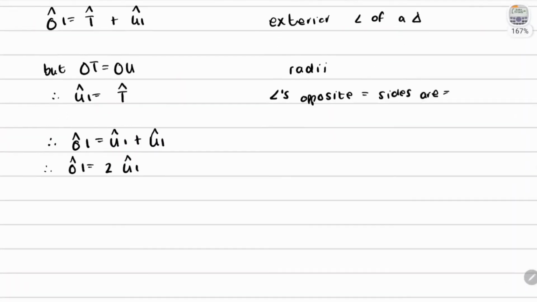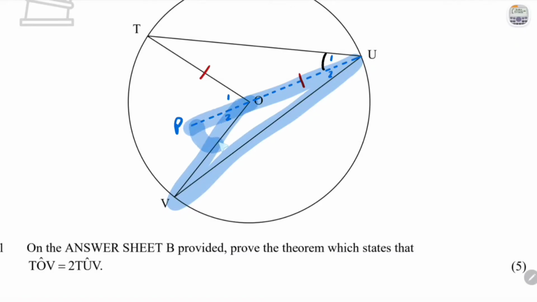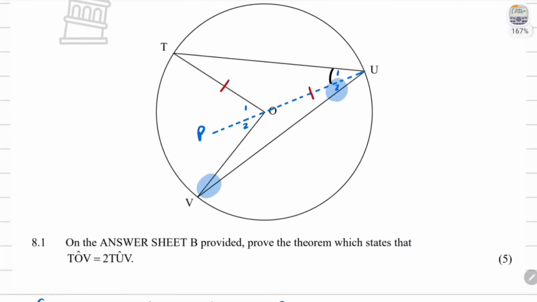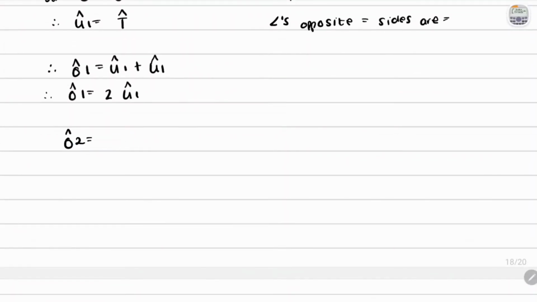Okay, so after we have shown them this, now let's actually look at this part. You see that here we have another triangle, triangle OUV. And it has an exterior angle as well, which is angle O2. This is just extended to P, so angle O2. So angle O2, being the exterior angle, is equal to angle U2 plus angle V. So we're going to tell them that angle O2 is equal to angle U2 plus angle V. And of course, again, it's because of the exterior angle of a triangle.